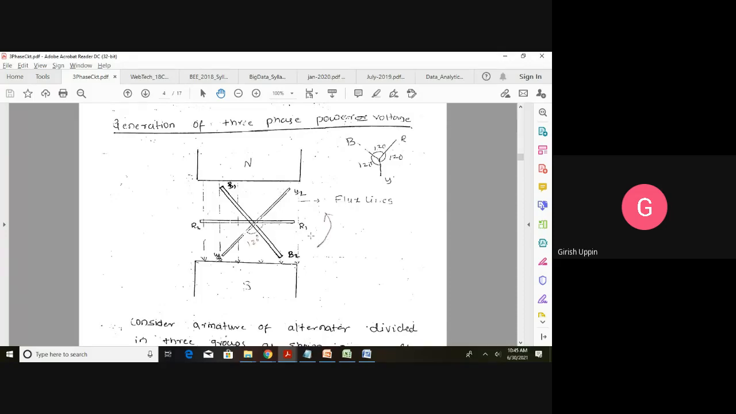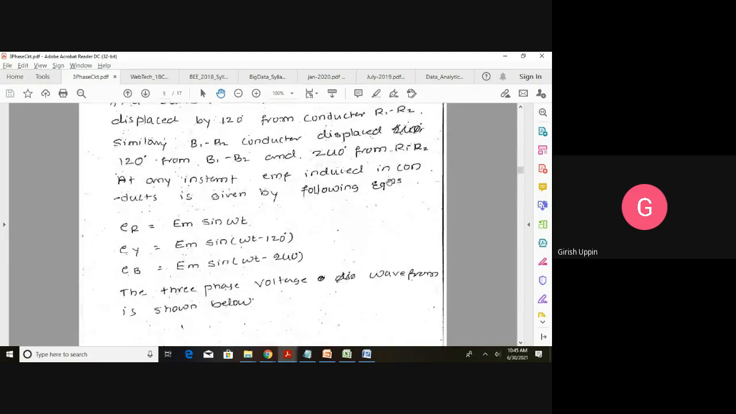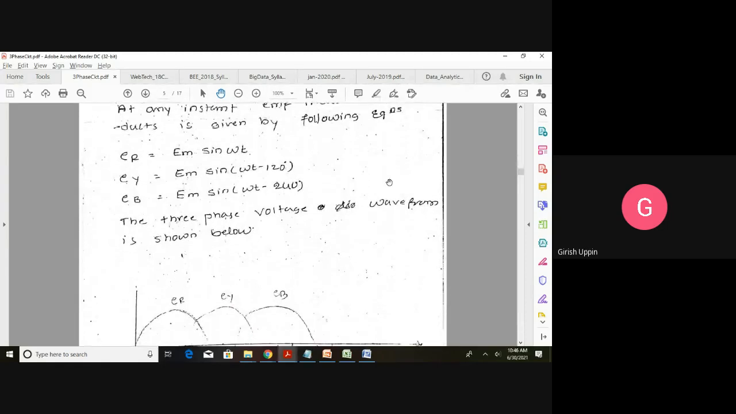For R phase, ER is equal to EM sine omega t. For Y phase, EY is equal to EM sine omega t minus 120-degree. And for the B phase, EB is equal to EM sine omega t minus 240-degree. And if you draw the phasor diagram, you can see this is the R. The Y phase is lagging by 120-degree, and the B phase is lagging for another 120, total of 240-degree with respect to the R phase. So if you see all of them, they are 120-degree apart. So that is how the three-phase voltage or the power is generated.